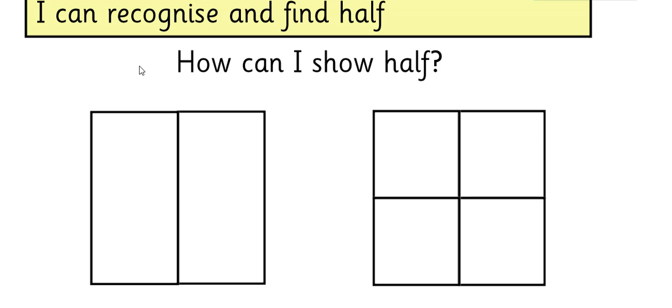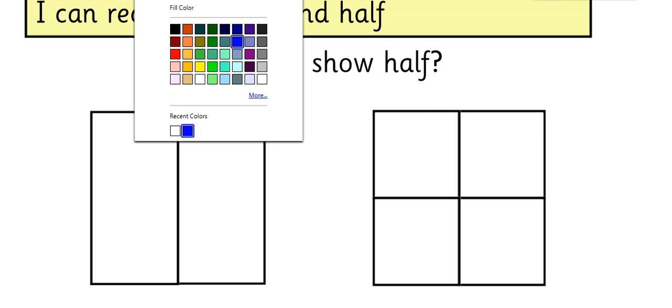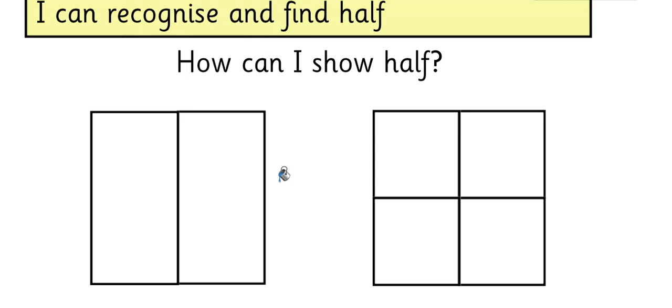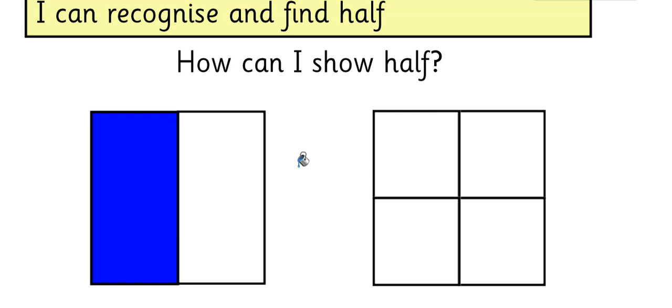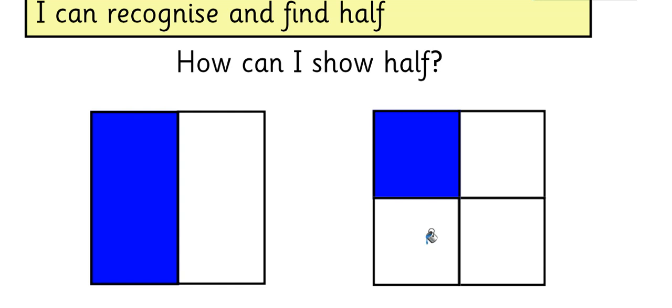Right, here are some shapes for us to look at. How can I show half? Well, the first one is easy. It's the activity that we did on Monday. I can colour in half just like that. But this shape has more than 2 parts. I can see 4 boxes. Now we've been colouring in 1, but this doesn't show half because the blue and the white are not the same. They are not equal.